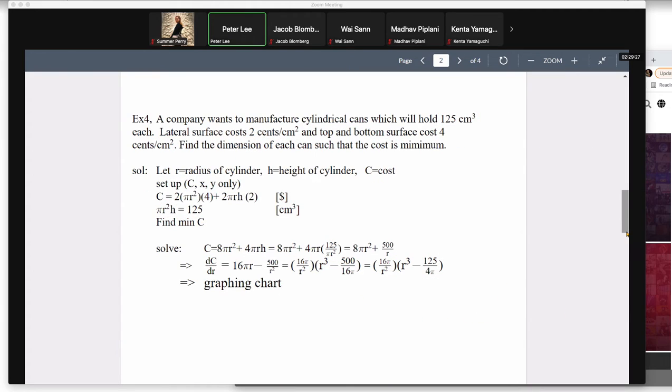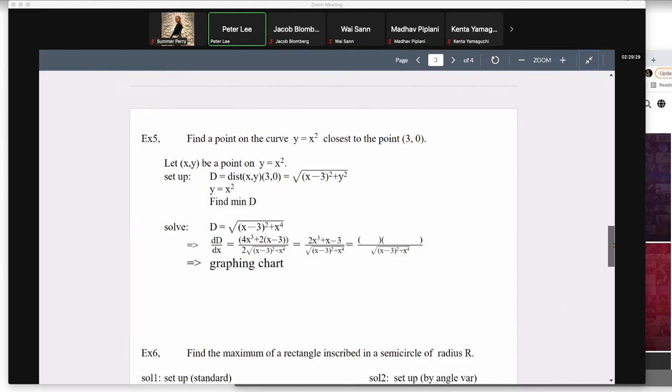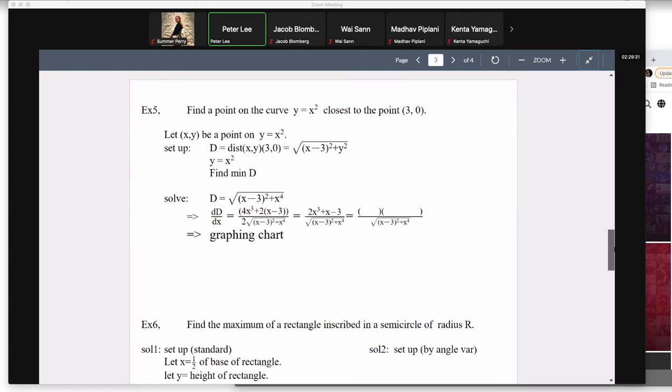Okay, so let's move on here. We don't have that much time. Let's look at example 5 first. Example 5: find the point on the curve y equals x squared closest to the point (3, 0).